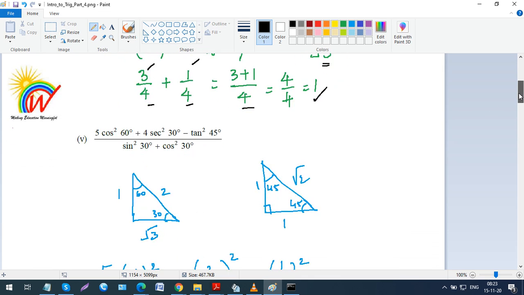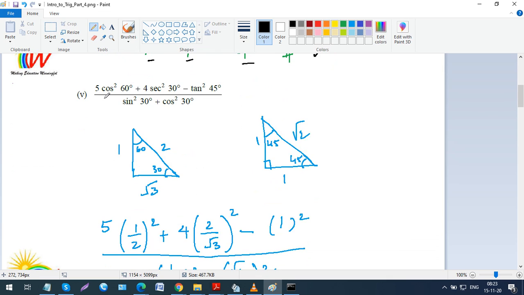Now similarly you have this: 5 cos square 60 plus 4 secant square 30 minus tan square 45, over sine square 30 plus cos square 30. You can see that 60, 30, 45, all three angles are involved, so I draw both the triangles. If you remember these values by heart, you can just write them, or it's better to remember the triangle and do it.